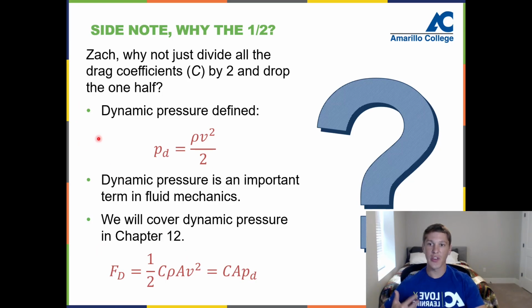There's something that we call dynamic pressure, which we're going to cover in chapter 12. And dynamic pressure is going to be rho v squared over 2, or density times velocity squared over 2. So our drag force is actually given by our drag coefficient times the frontal area times our dynamic pressure. So I just want to make sure that's why we don't lump that drag coefficient and that 1/2 together. We keep them separate so that we can use them in terms of our dynamic pressure, which we will cover in later chapters.